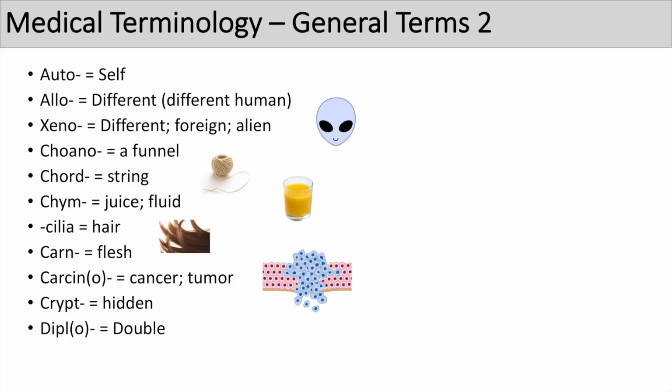The next one is diplo. This means double. And another prefix is dolicho. And this means long or abnormally long. So you might have heard of dolichocolon. This means a very long colon, or an abnormally long colon. So we're next going to look at processes and process modifiers.